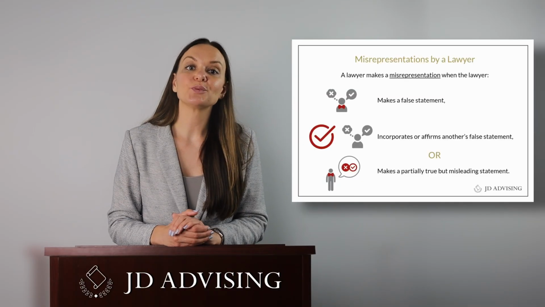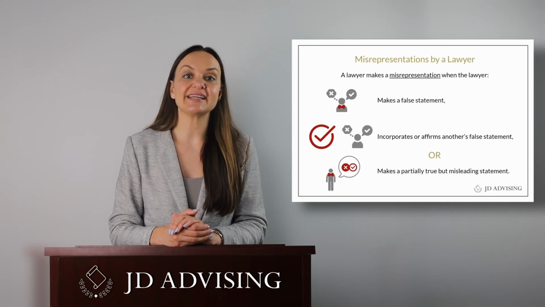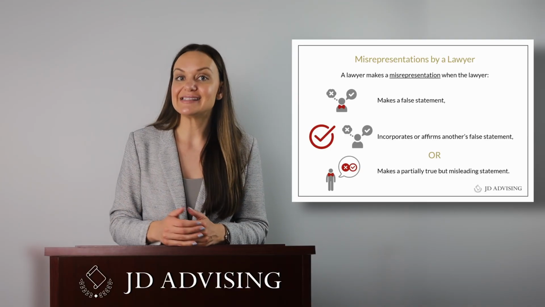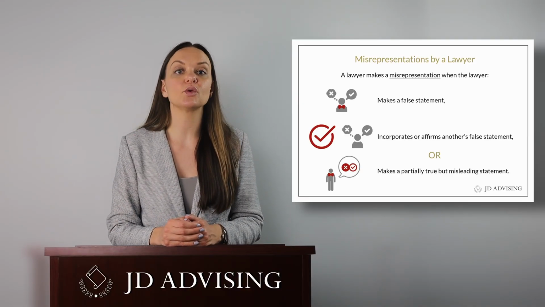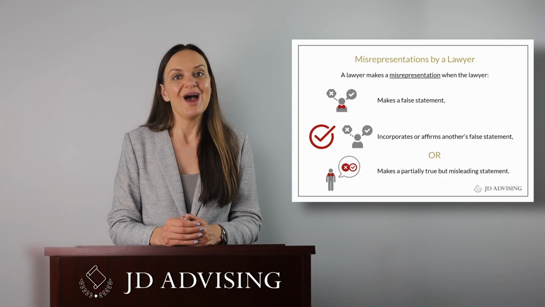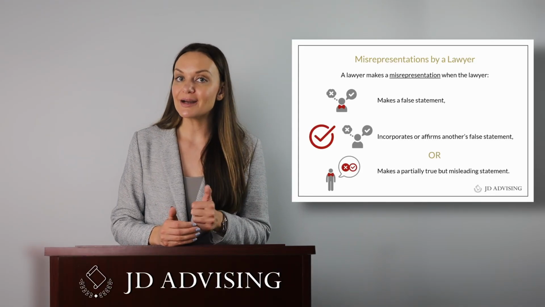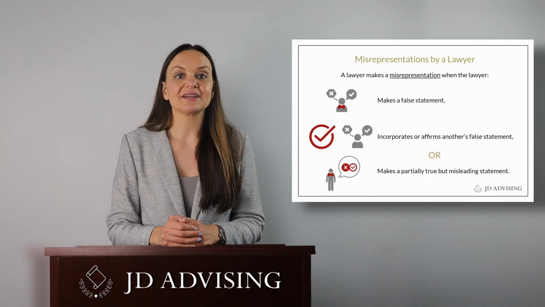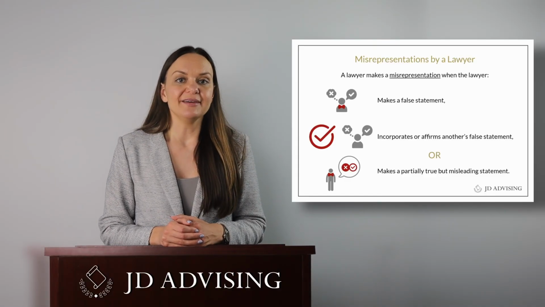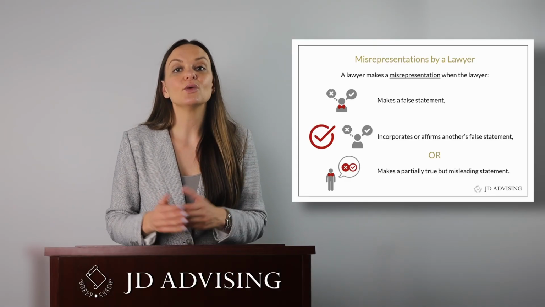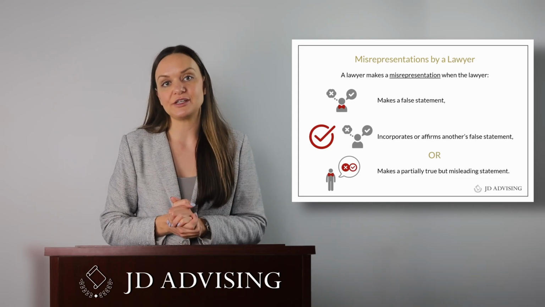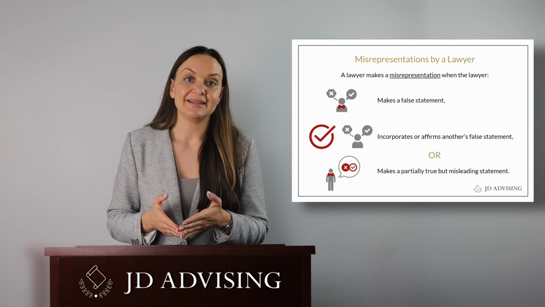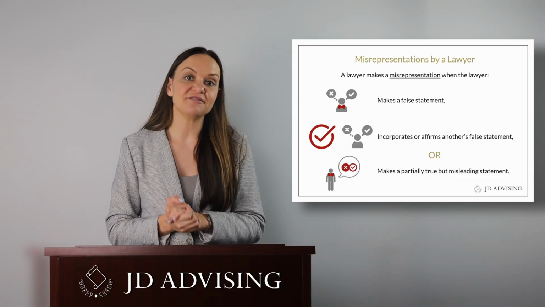So moving on, the rule goes on to tell us that misrepresentations can occur if the lawyer incorporates or affirms a statement of another person that the lawyer knows to be false. So, for example, going back up to that asbestos example, if the lawyer signs off on this paperwork that the client made these disclosures on, then guess what? The lawyer just affirmed that information and therefore is liable for that. But the other thing to keep in mind is that this rule is trying to be fair.